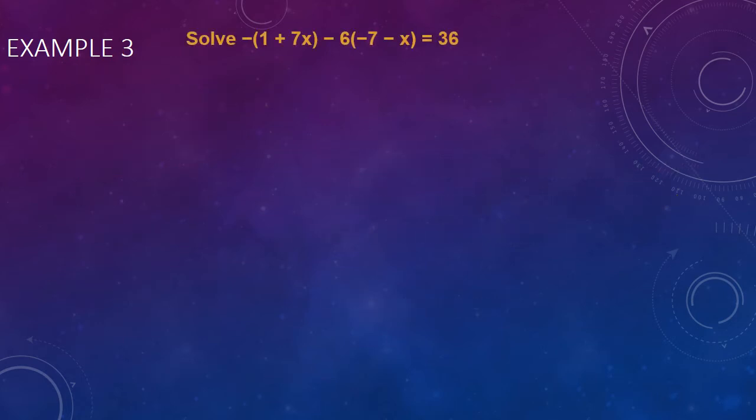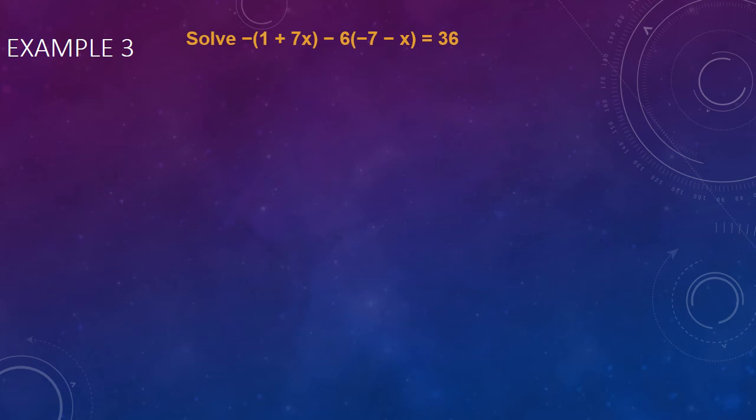Example number 3. Solve negative 1 times the sum of 1 plus 7x minus 6 times the difference of negative 7 minus x equals 36. Some of you may be wondering, how did you know it was a negative 1 in front of the first set of parentheses? Well, anytime I see a negative and no number, I know that it's a 1 in front of there. So that makes it negative 1.